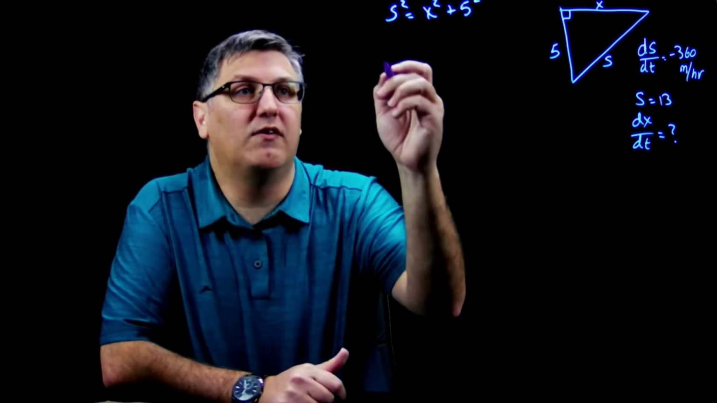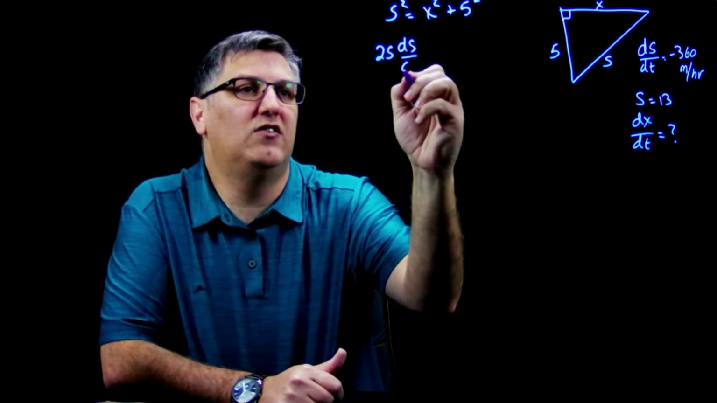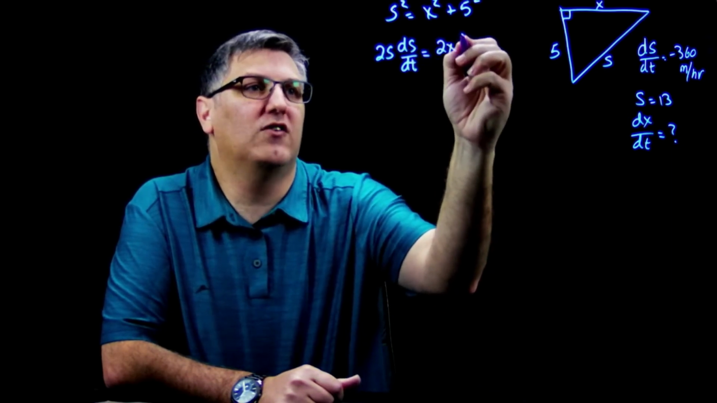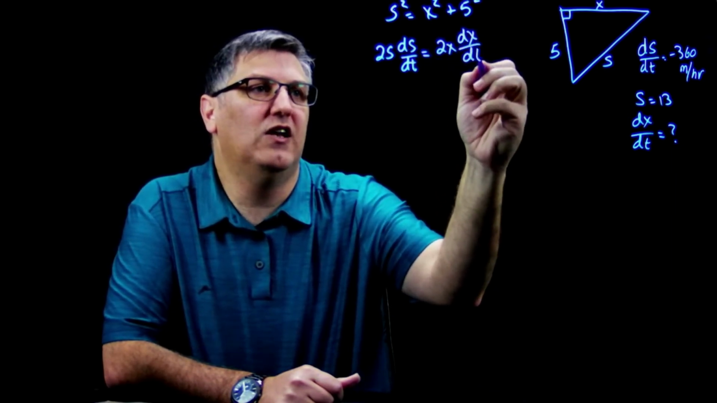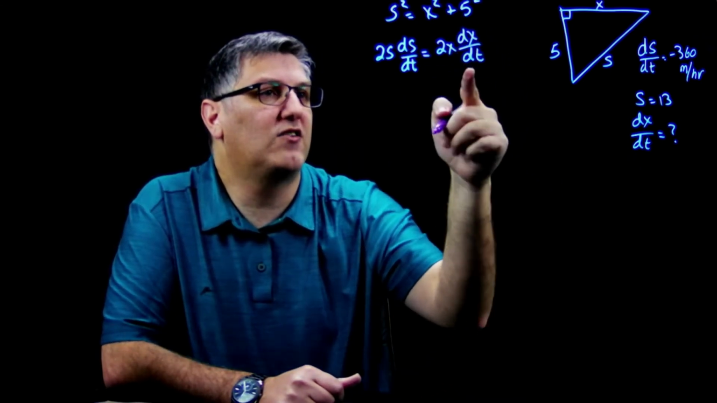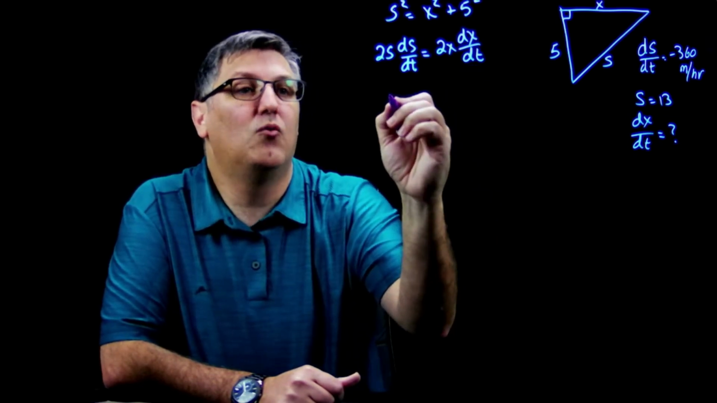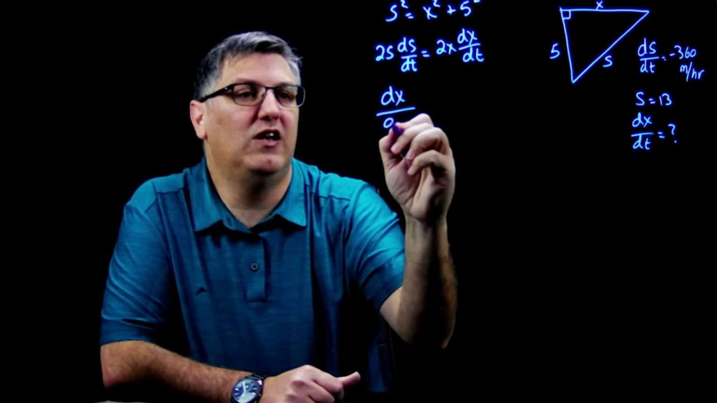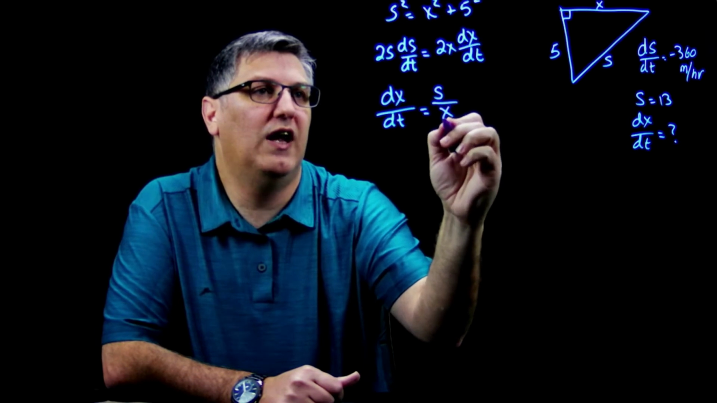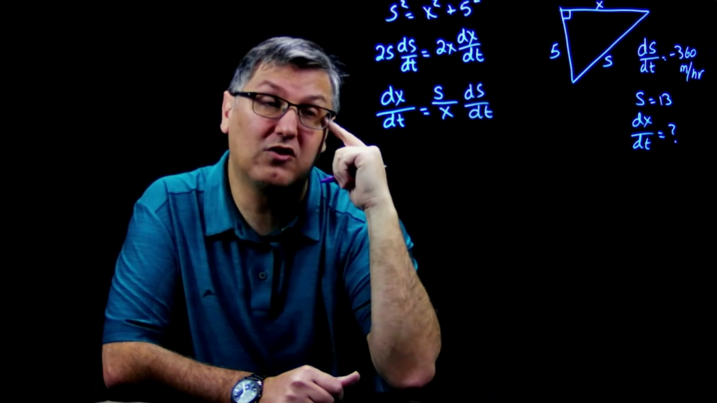So let's take the derivative of this. So I'm going to have 2s ds/dt, because we're going to take the derivative with respect to time. This gives me 2x dx/dt. Of course, the derivative of a constant is nothing more than 0. Well, we're looking for dx/dt, so let's solve this and get a formula for dx/dt. When I do this, I get dx/dt equals, well, this is going to be s over x times ds/dt.